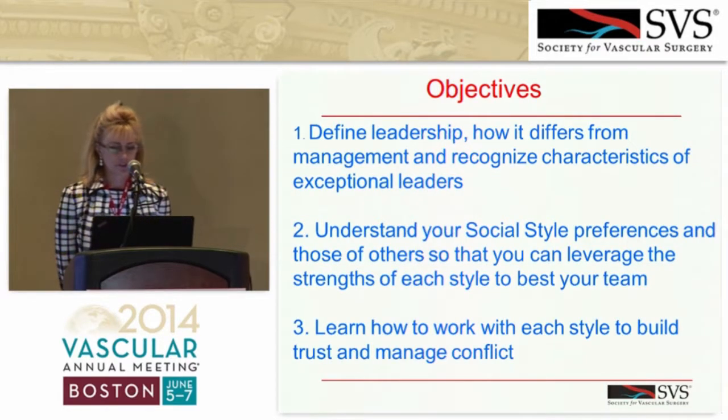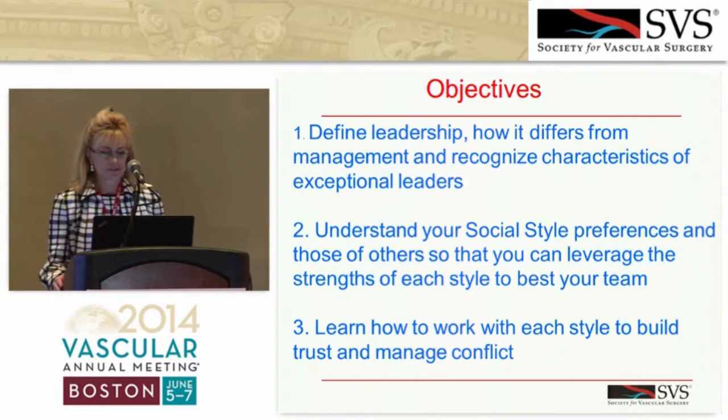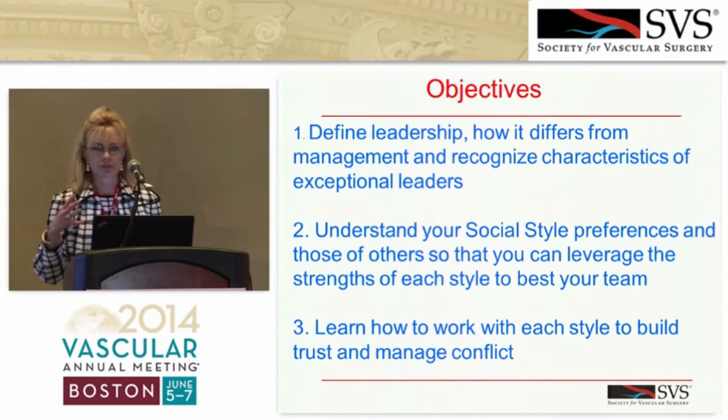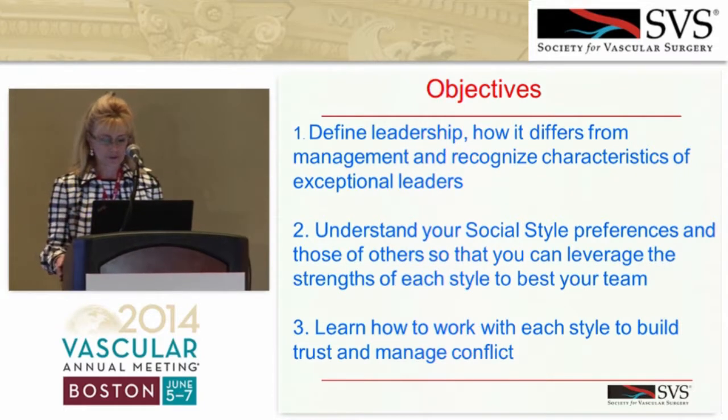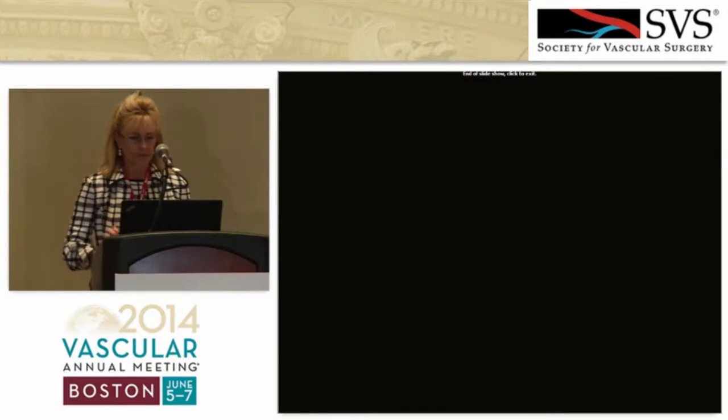So the objectives of the course today are to define leadership, and you'll hear from a couple of leaders in our didactic session about how it differs from management and recognize characteristics of exceptional leaders, what has worked for them. We're also then in our breakout sessions, you're each going to do a social style survey, which we have all done. It's very short. And we will be explaining social styles before we go into the breakout sessions, but then understanding your social style preference and those of others so that you can work well with them and leverage the strengths of each style to bring forth your results and make your team work well. And then learn how to work with each style to build trust as well as manage conflict. So those are the objectives going forth for this session.